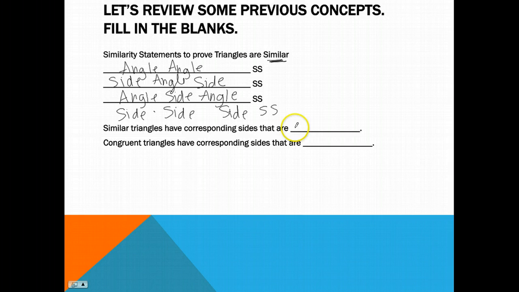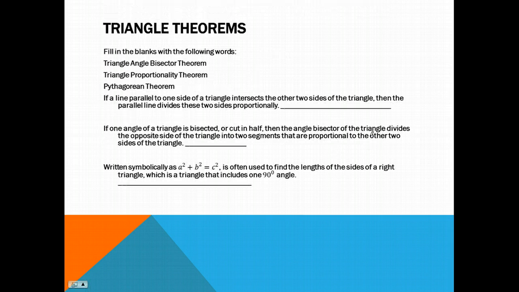Similar triangles have corresponding sides that are proportional. Congruent triangles have corresponding sides that are congruent. So reviewing over those concepts. All right, next we have the three triangle theorems we've taken a look at. The triangle bisector theorem, triangle proportionality theorem, and then the Pythagorean theorem.